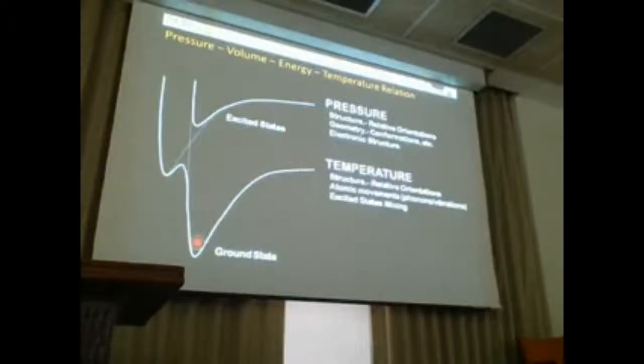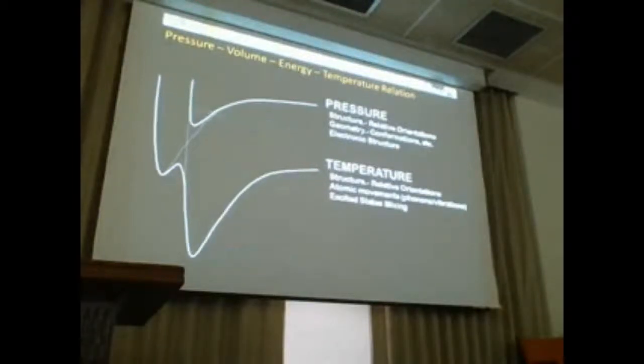But temperature, if we have no pressure, what do you think will happen if we only heat the system? Where goes the ball? Okay, dissociates, or could dissociate, okay? So pressure and temperature are opposite? No, are different, okay? First message.